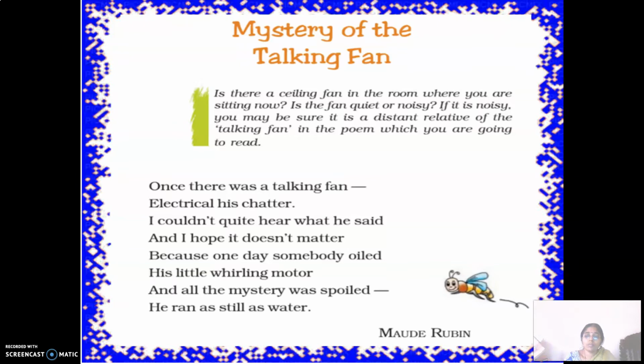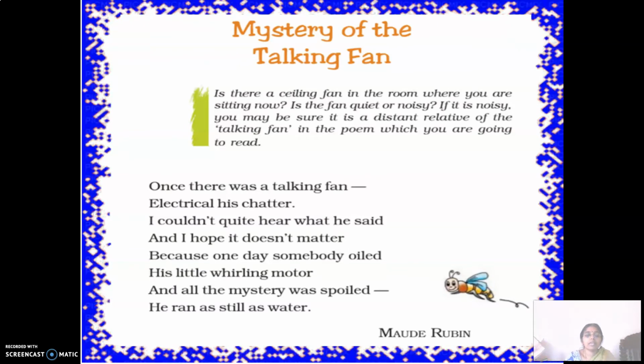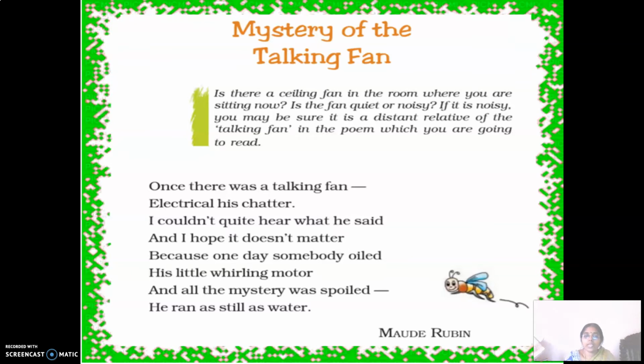Once there was a talking fan. Electrical his chatter. I couldn't quite hear what he said, and I hope it doesn't matter because one day somebody oiled his little whirling motor, and as all the mystery was spoiled, he ran as still as water.